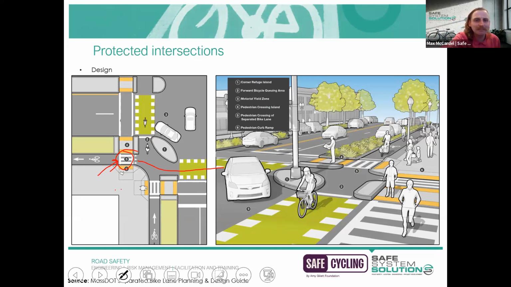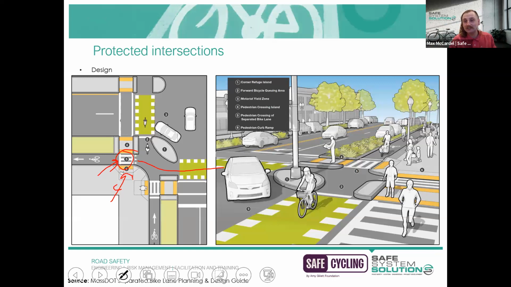And number 6, the pedestrian curb ramp or pram ramp, just ensuring that you're maintaining that connection from the footpath level down to carriageway level, and all the associated DDA requirements with that.